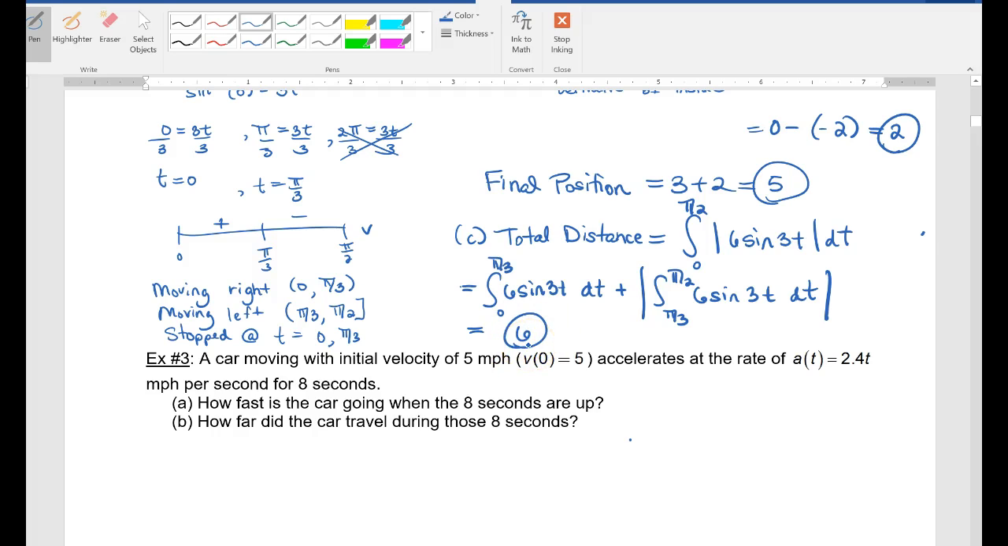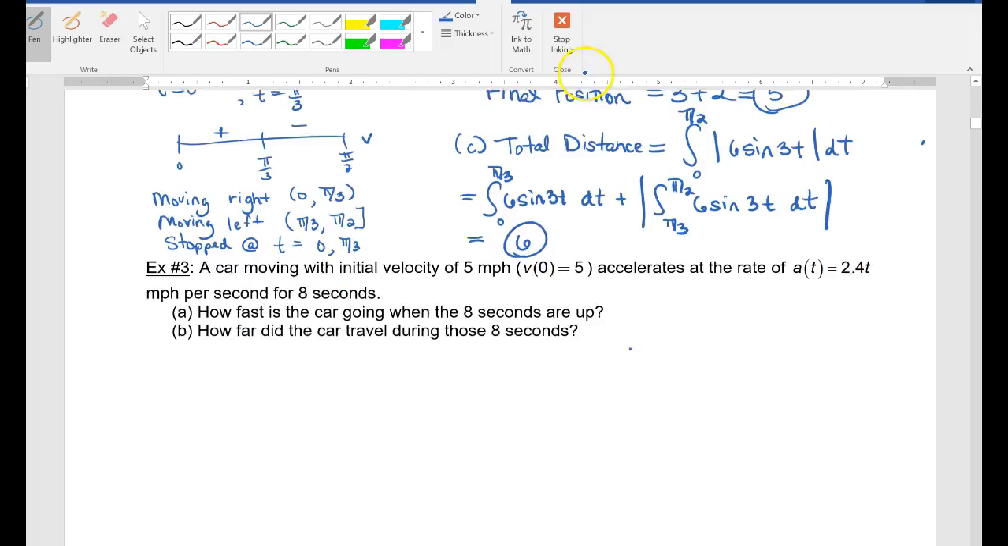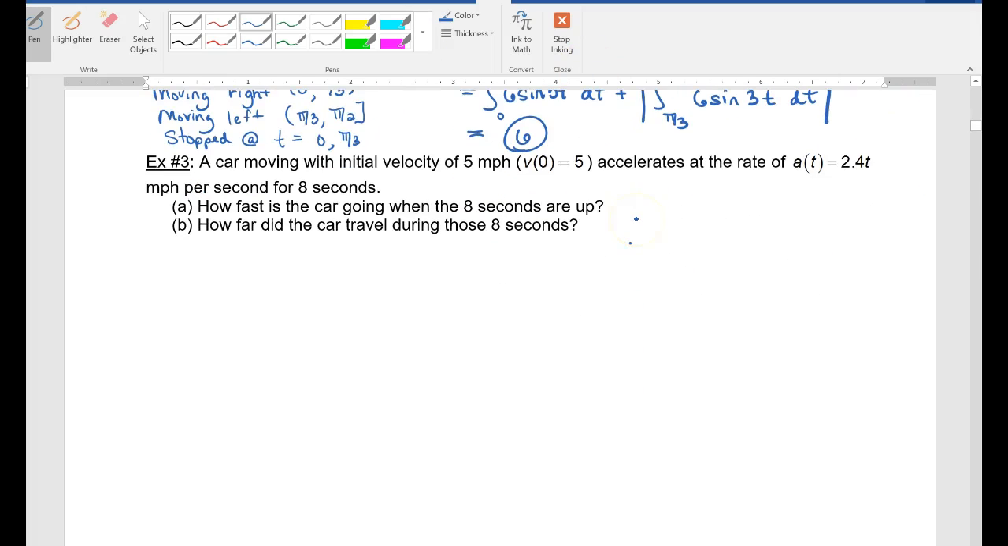You guys should know how to do this by hand, right? Okay. No? What's wrong? Well, just like what I was showing you here, and then you just have to evaluate.